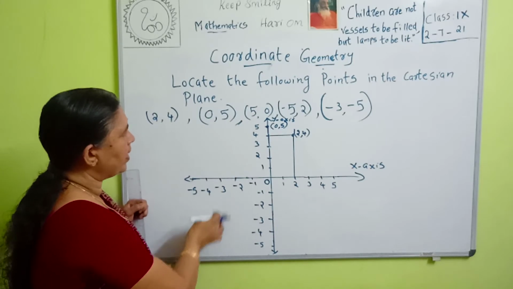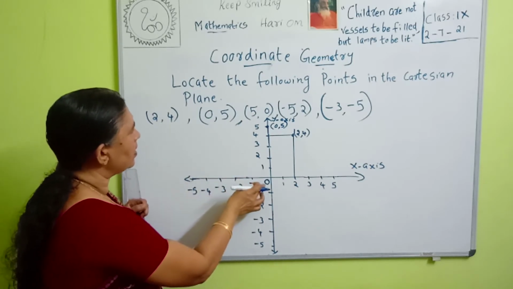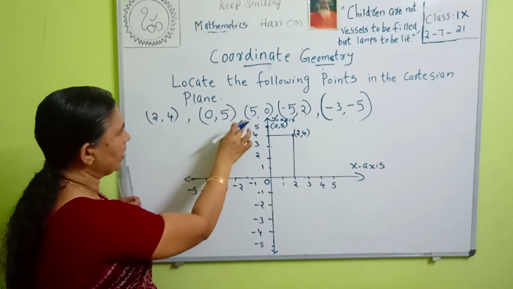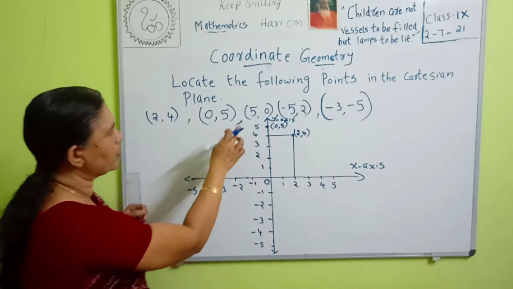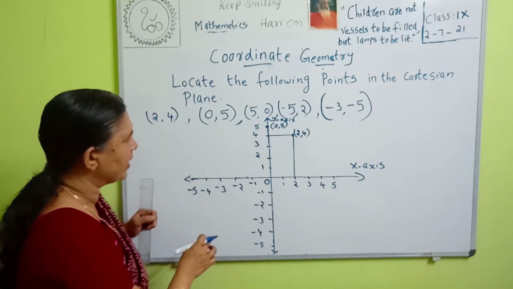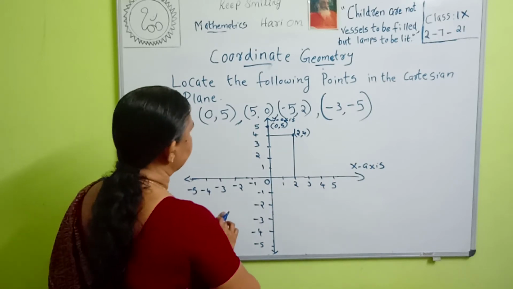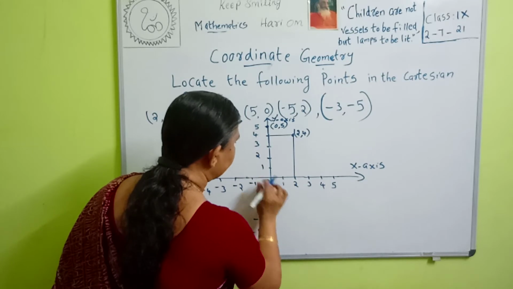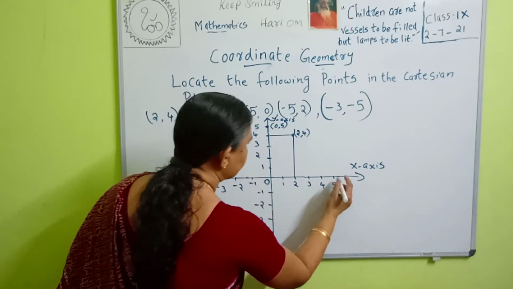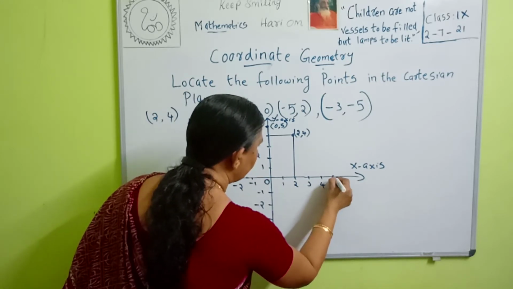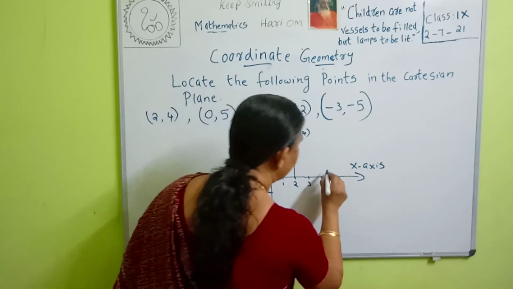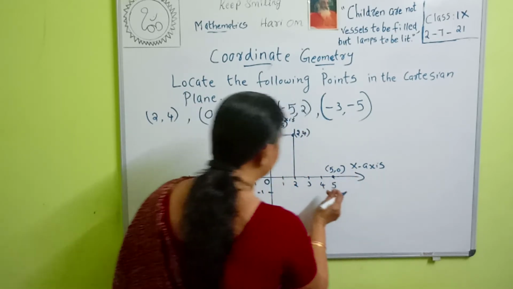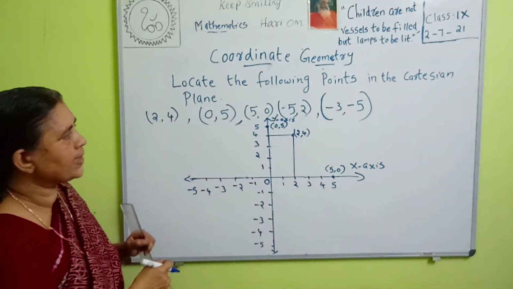The next one, (5, 0). In (5, 0), the first one is the x coordinate. So x coordinate is 5 and y coordinate is 0. Then where do we mark it? X coordinate is 5 and y is 0 here. So here we write this point is (5, 0). Here x coordinate is 5 and y coordinate is 0.